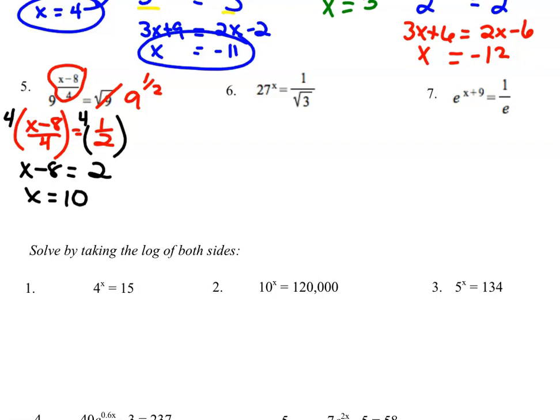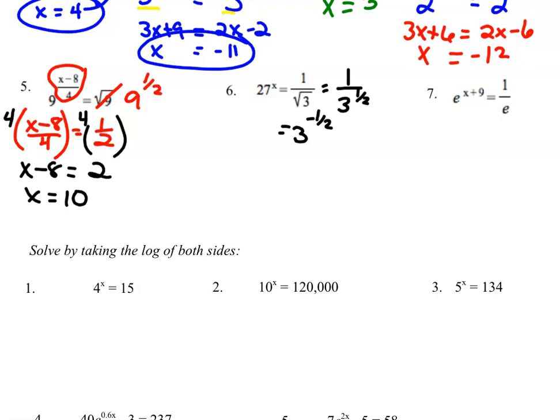All right, for question 6. 27 to the x equals 1 divided by the square root of 3. Let's clean up the right side first. The square root of 3 we said was 3 to the 1/2. But to get it out of the denominator, we can move it to the numerator and make that power negative. So 3 to the negative 1/2 is equivalent to 1 divided by the square root of 3.